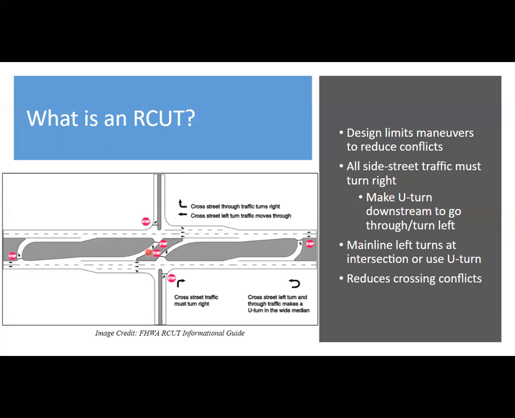And then all side street traffic must turn right, then make a U-turn downstream to go through or turn left. As for mainline left turns, sometimes you leave them as they are here. So you're allowing the left turns from the main line in this design that I'm showing you, but there are some designs that don't allow that. You could have an RCUT design that makes even the left turners from the main line part of that U-turn design. That just depends on your relative flows, how many vehicles are trying to make that left turn, whether they have enough gap, and so on. So there is a lot that goes into it.